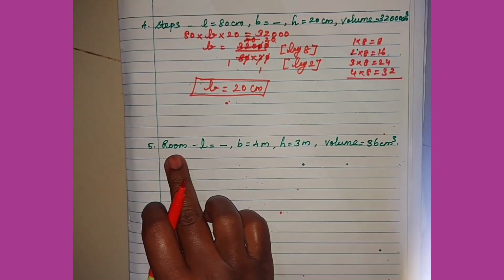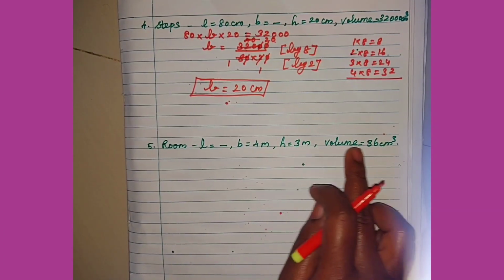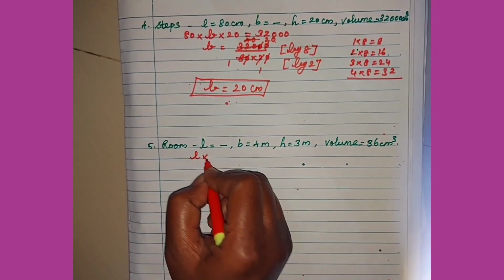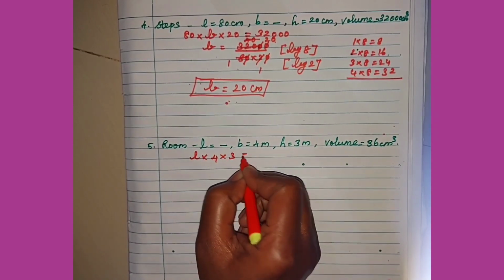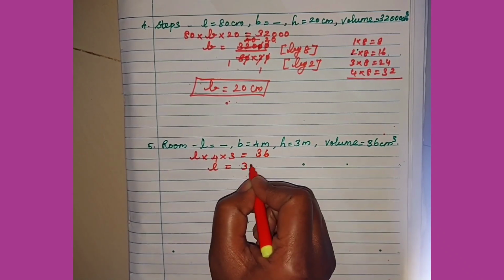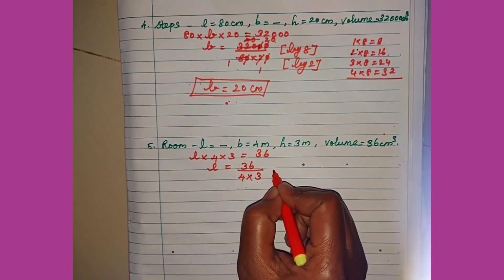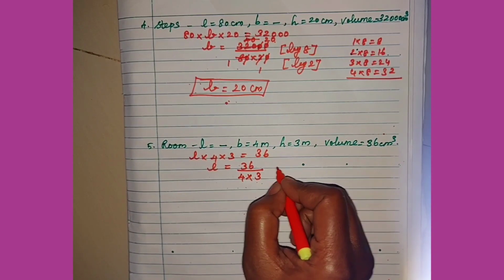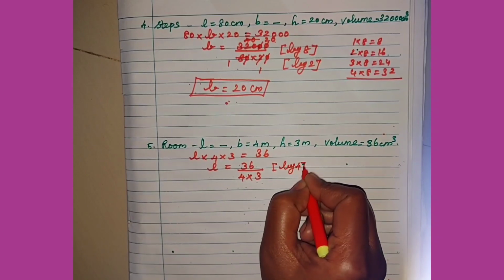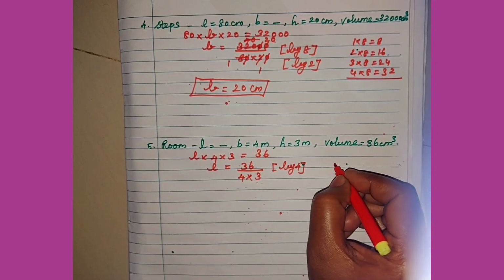Fifth sum, room value: length is not given, breadth is 4 meter, height is 3 meter, volume 36 meter cube. So we write the first step: L into 4 into 3 is equal to 36. So we have to find L. L is equal to, on the opposite side, 36 divided by this value; at the bottom we write 4 into 3. So 4 into 3, first we take the 4 table. So in the 4 table we have to find that. First write the 4 table.